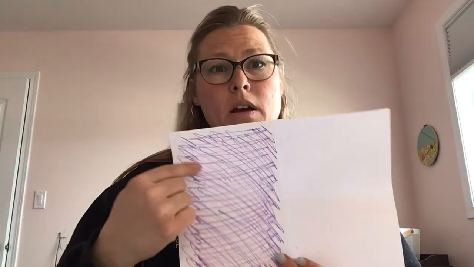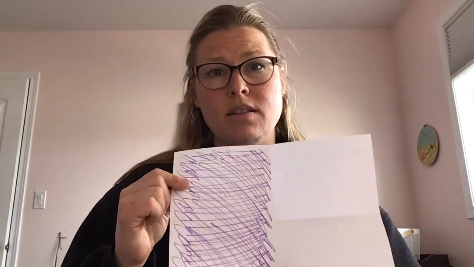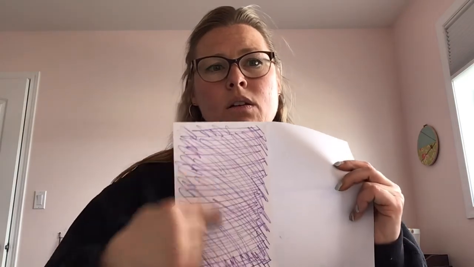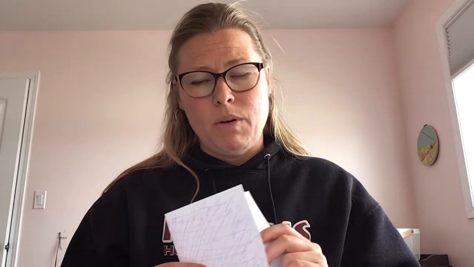If we color in one side of it, we colored in 1 out of 2 sides. But if we folded it again, we had 4 parts. 1, 2, 3, 4 parts. And we had colored in 2 out of the 4 parts. So that's how we can think about fractions.